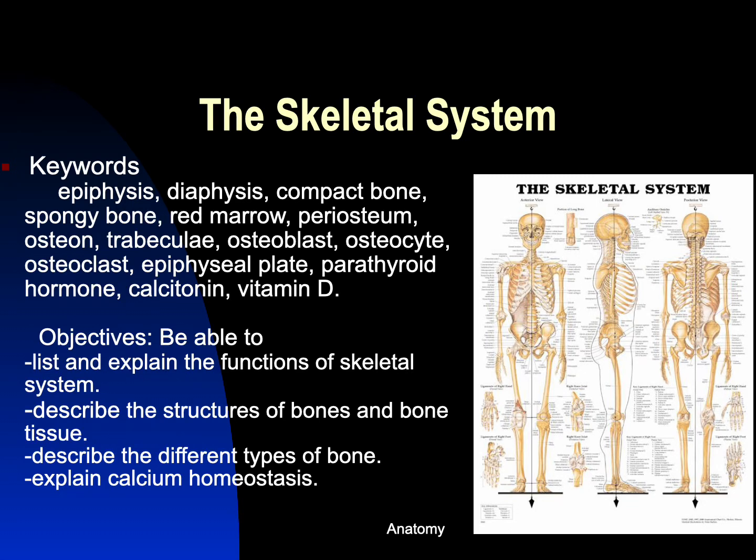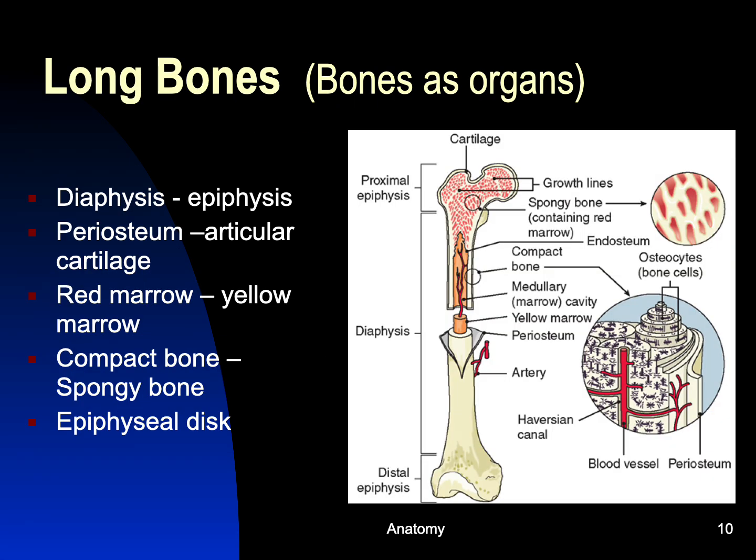All right, so we're working on Chapter 6, the Introduction to the Skeletal System. Last time we talked about the functions of bone and the structure of bones and bone tissue. Now we're going to look at the bone as an organ and talk about bone formation and growth, as well as a little bit of calcium homeostasis.